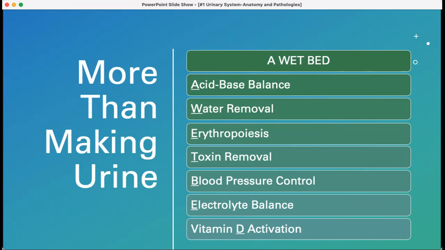And together, all of those things that it does make up the acronym A WET BED. There's the D, vitamin D.